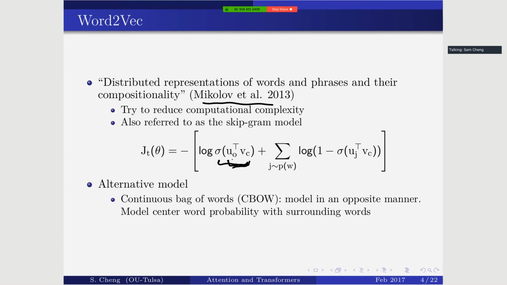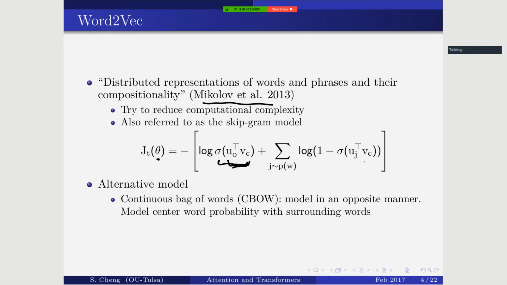So what they did is they have this cost function. You have this theta again, which is just U_O and V_C here, and you want to make this cost also take into account that you want to subtract back some of the words not in your surrounding.